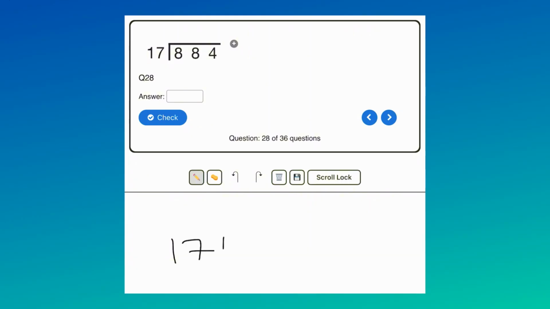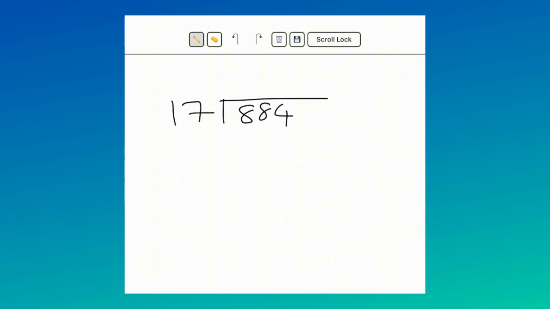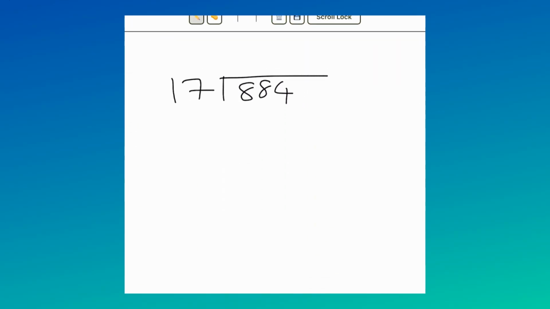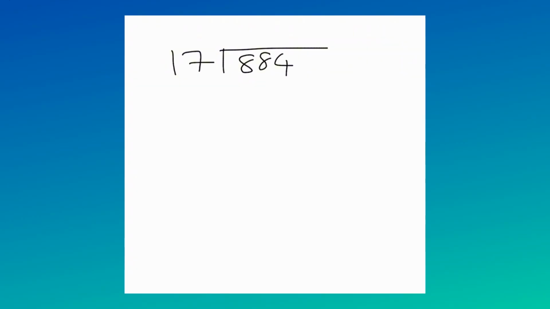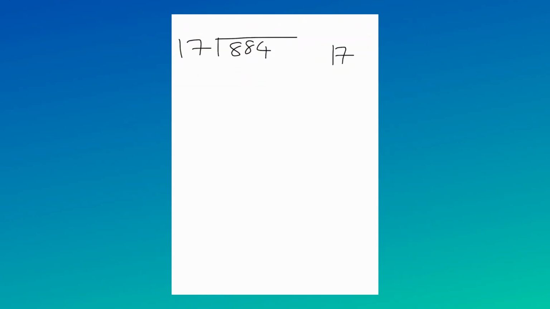17 into 884. So I now need to work out how many 17s fit into 884. So I'm going to think, well, let's do 17 plus 17 to work out how many 2 17s are. 7 plus 7 is 14. 1 plus 1 is 2, plus the 1 is 3. So 2 lots of 17 are 34.